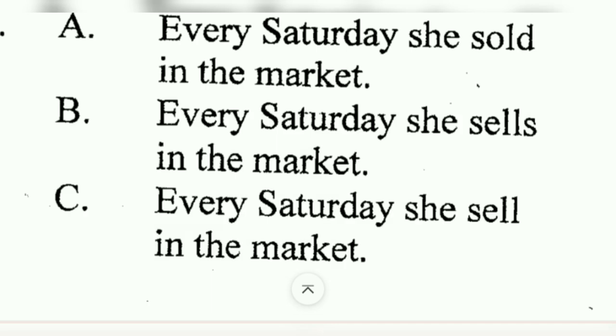Alright. Number 29. Every Saturday she sold in the market. Alright? If it's every Saturday, sold is a past tense. So what happened to this Saturday and the Saturdays to come? So every Saturday she sold in the market is not right. B says every Saturday she sells in the market, and C says every Saturday she sells in the market. Which is the correct answer?